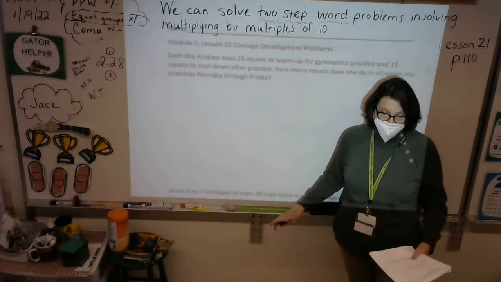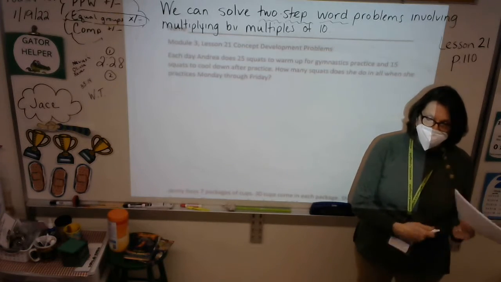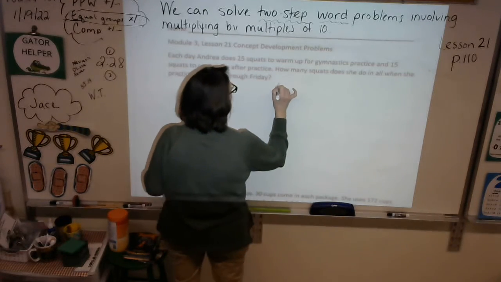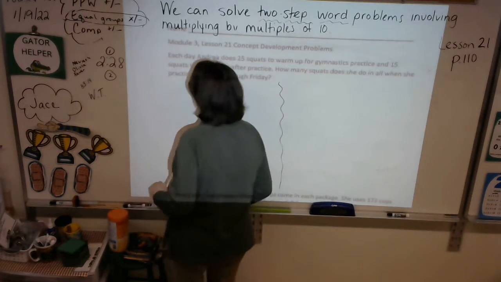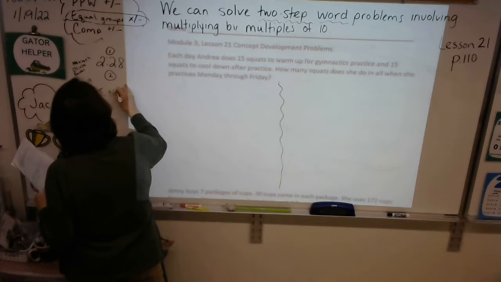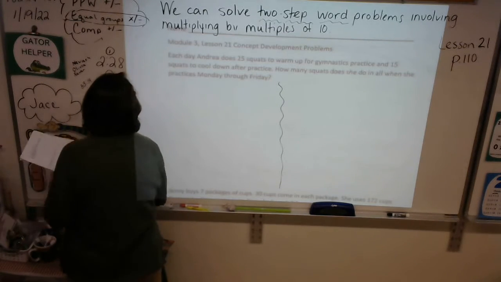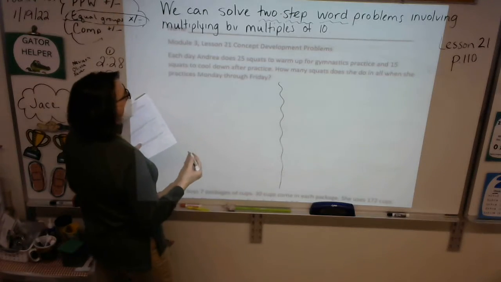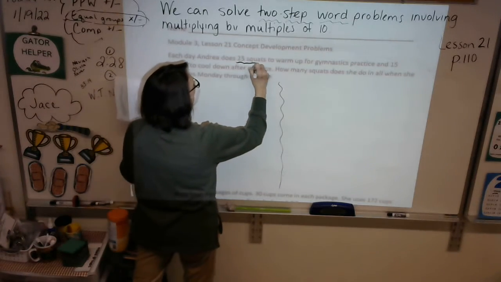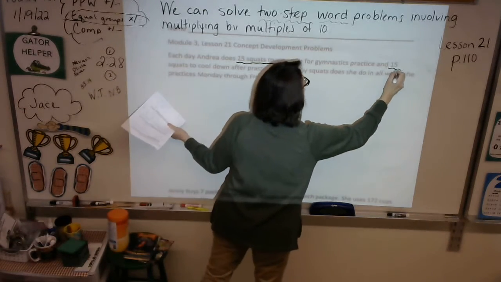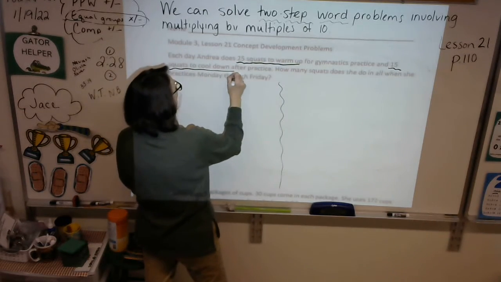So let's start by underlining our notes. Make sure your name is on the top of the paper. Nice job. Nevaeh had a great strategy. Thank you, sweetheart. Divide your paper. You know it's going to be a 2-step problem. Let me get a better marker there. A little better. Okay. So each day Andrea does 25 squats to warm up and 15 squats to cool down.